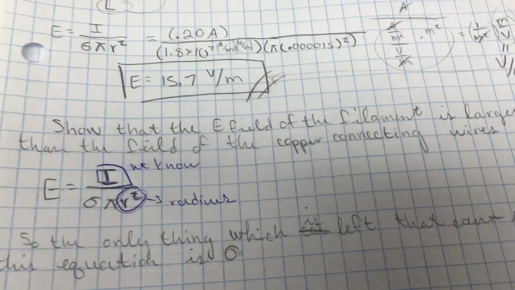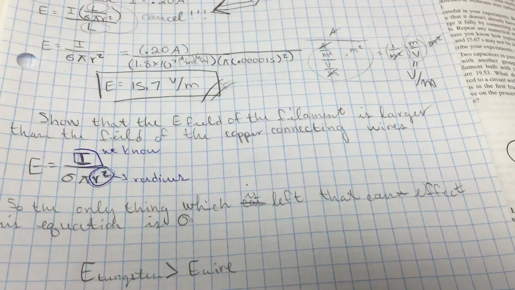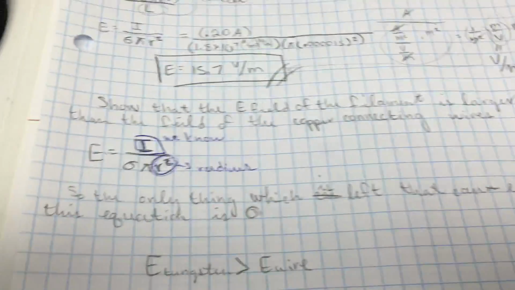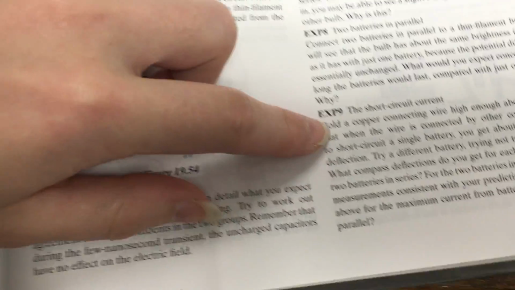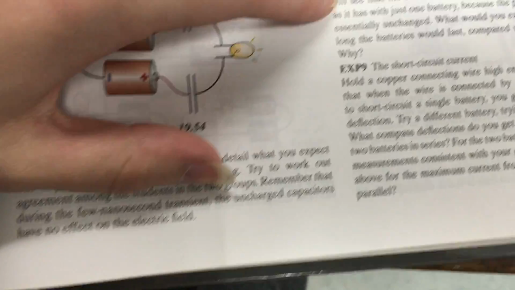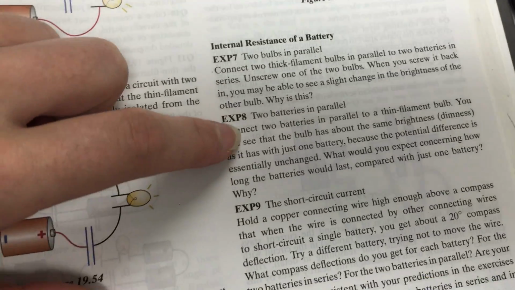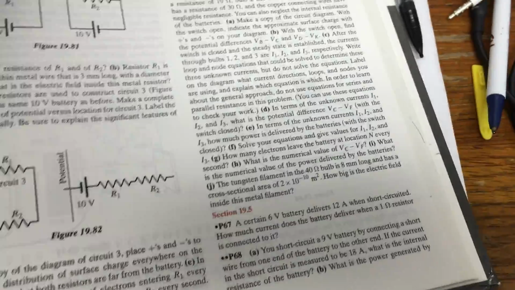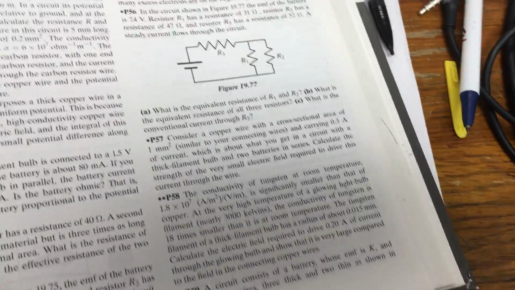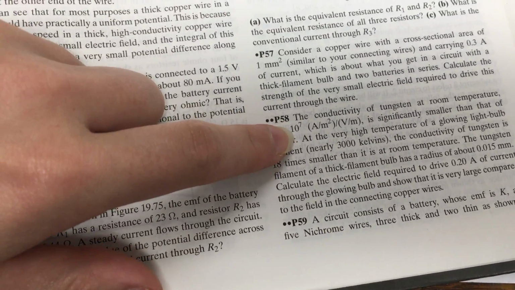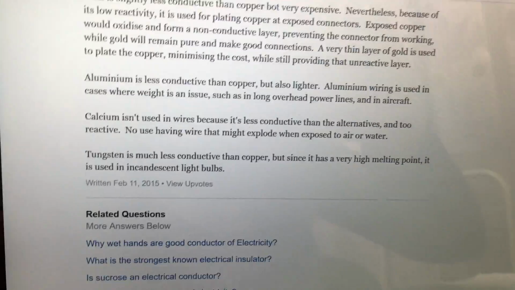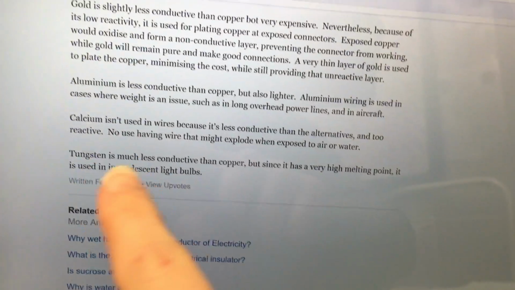It then asks to show that the electric field of the filament is larger than the field of the copper connecting wires. We know I and we know r squared. It says here that the conductivity of tungsten is significantly smaller than that of copper, and I even looked it up on another source to confirm that tungsten is much less conductive than copper.